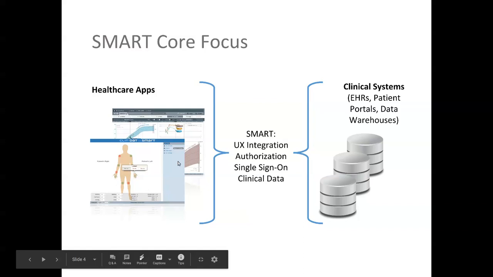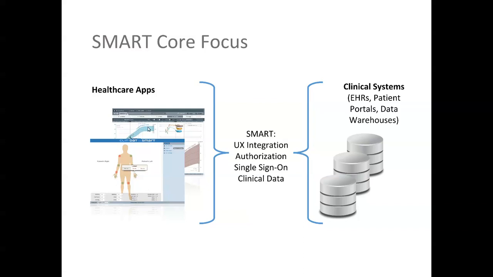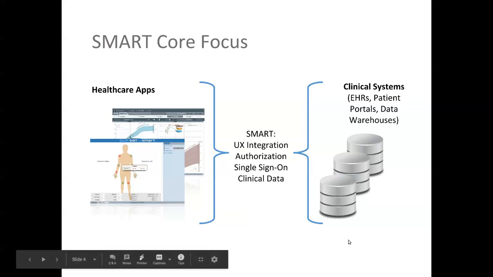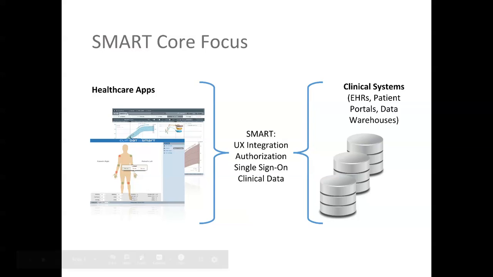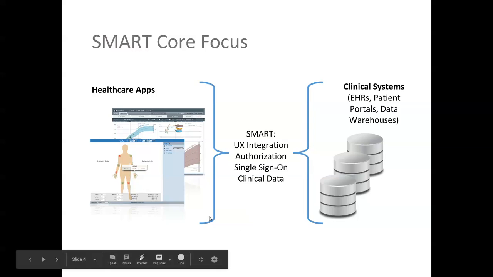On the one hand, you've got a variety of healthcare apps over on the left of this slide, which might do specific jobs like managing diabetes medications or showing you whether a child is growing according to the expected curve. On the other hand, you've got a number of different health data systems. These could be electronic health record systems, but they could also be data warehouses or patient portals or other kinds of systems. The goal is to make these apps as close as possible to plug and play, so that any one of these apps can run inside of any one of these systems.